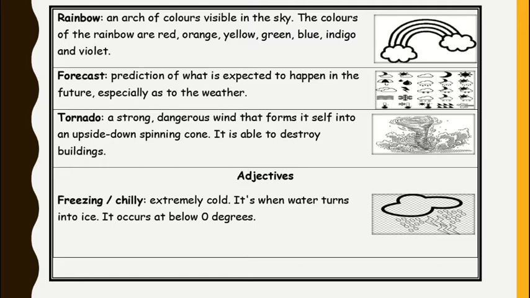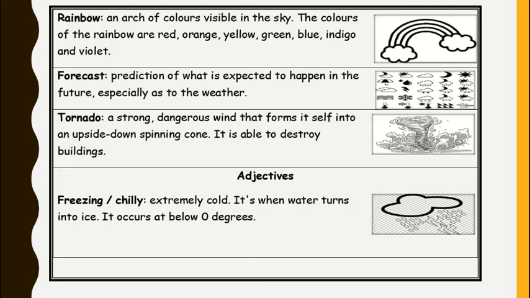Okay? Tornado. Tornado is a strong, dangerous wind that forms itself into an upside down spinning cone, and it's able to destroy buildings. Tornado is a very, very dangerous weather climate. It forms into an upside down spinning cone. As you can see in the picture, it looks like a cone that is flipped. Okay? The tornado is able to destroy buildings, homes, and towns. So it's really, really dangerous.